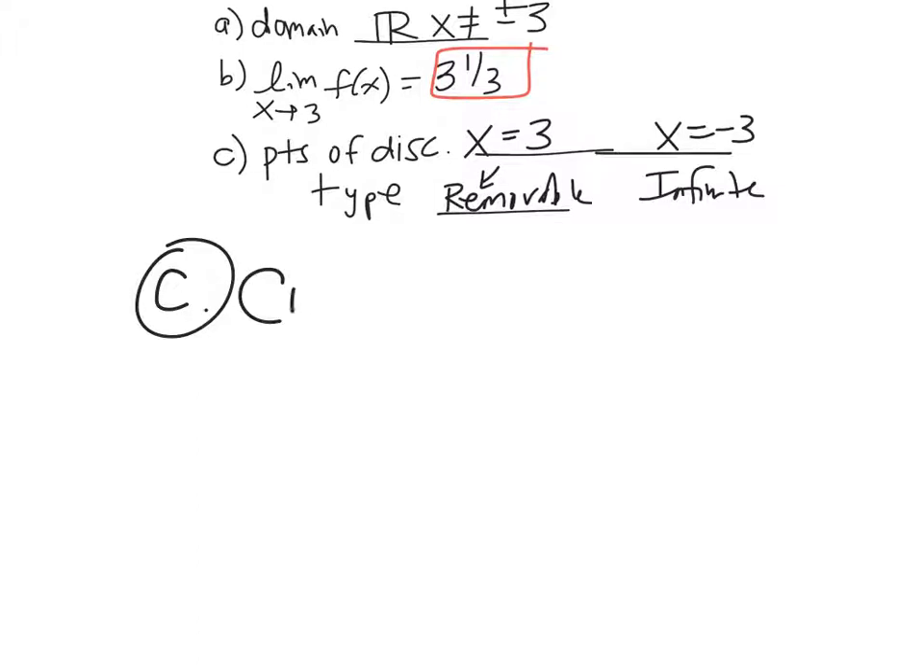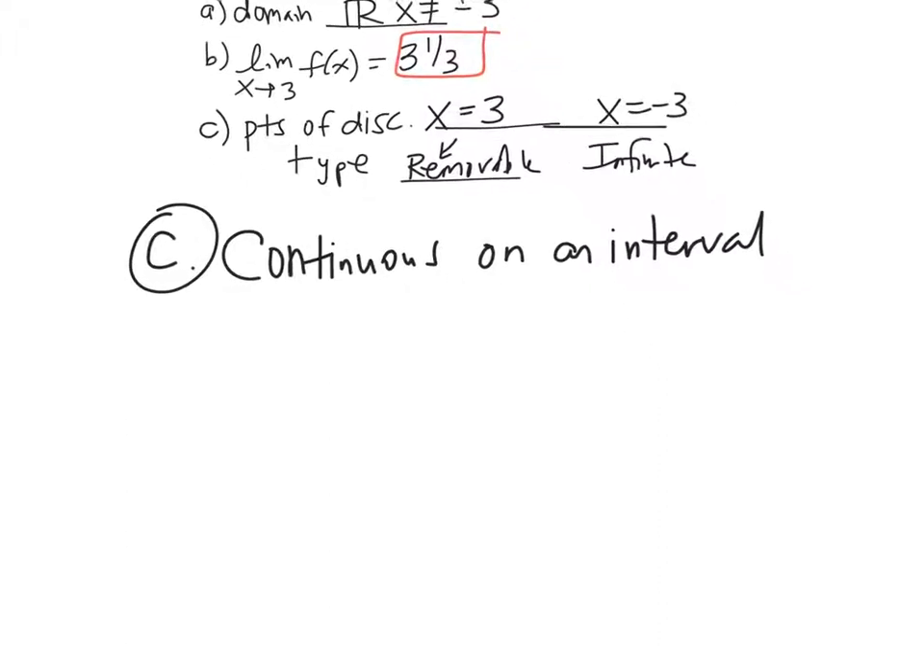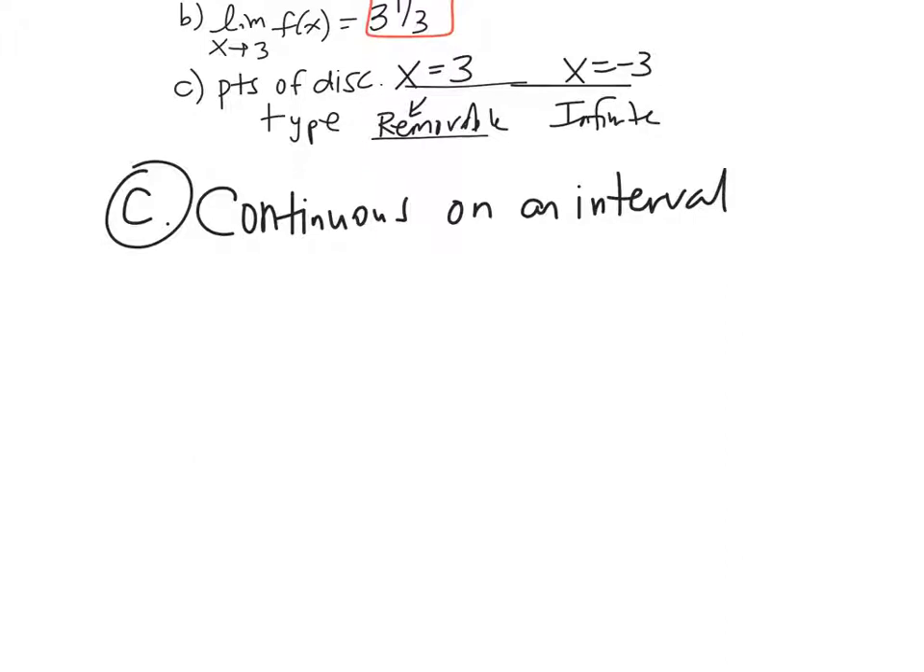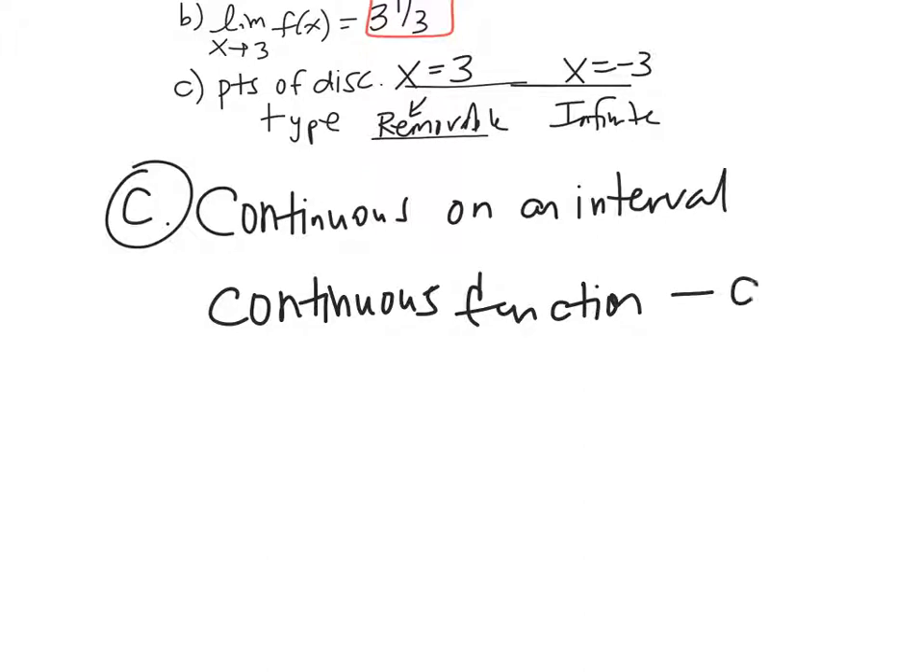All right. This is called continuous on an interval. So we just talked about that point, like f of x equals 1 over x has a point of discontinuity at x equals 0. Well, this says here that a continuous function is continuous at every point in its domain.